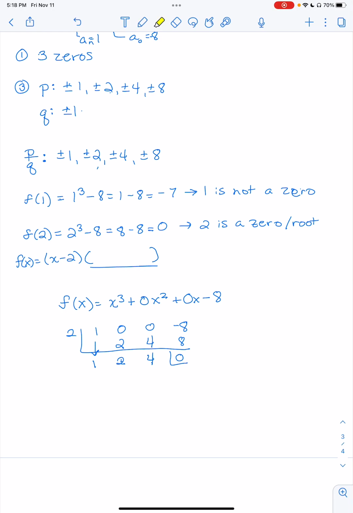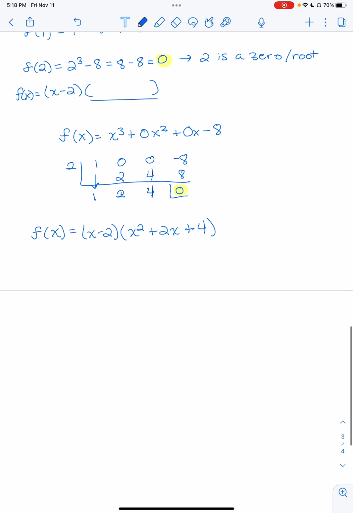Remember that this value matches this value when we do this. So if I were to do my division with 1, I would have a remainder of negative 7. This allows me to write my coefficients for when I factor out the 2, or the x minus 2 term, like this. So what I have is 1x squared plus 2x plus 4. Now if you look at this particular quadratic, we can't factor it.